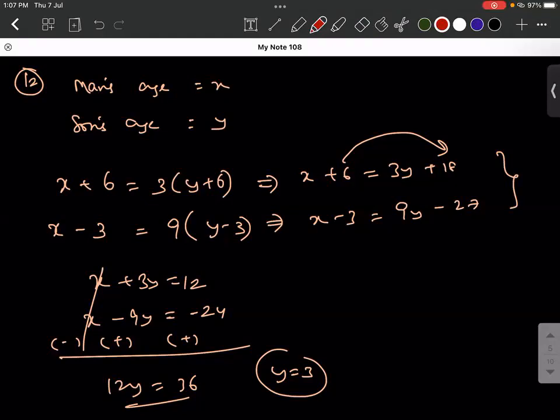1 minute. Wait. 6 years hence, a man's age will be 3 times the age of his son. So x plus 6 will be equal to 3y plus... where 3y?